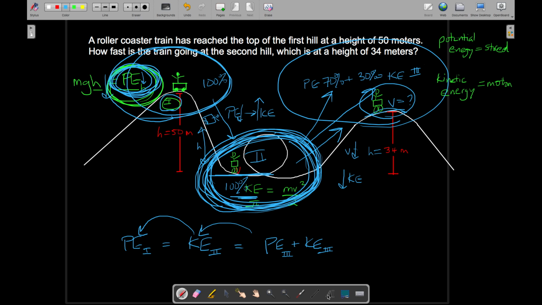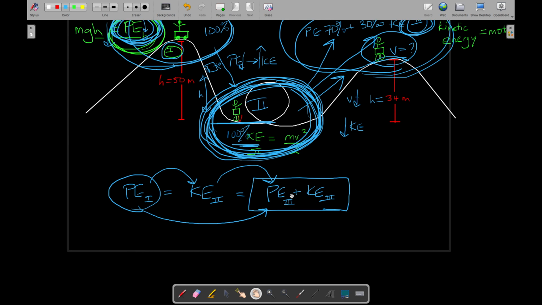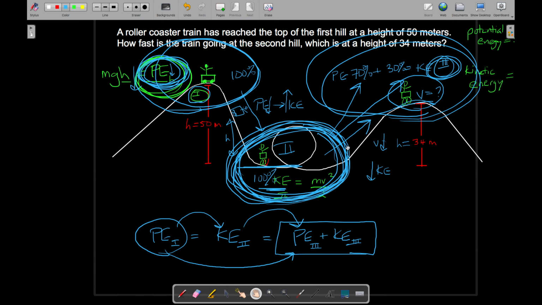We're kind of seeing a trend here. If this is equal to this, and this is equal to this, then we can say that the potential energy that we store initially on the first hill is eventually equal to the combined potential and kinetic energy over at the second hill, here in situation 3. Basically, conservation of energy is telling us that all three situations are equal to each other. All the energy that was stored up on the first hill equals all the energy that we're ever going to get down the second hill when it's all in motion.